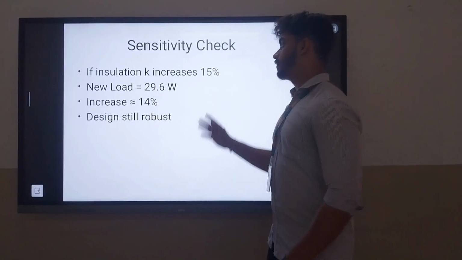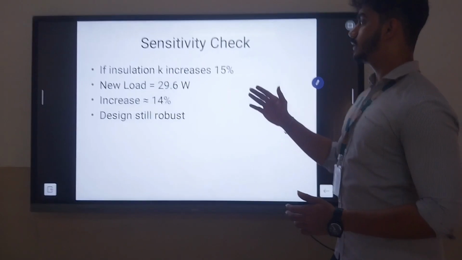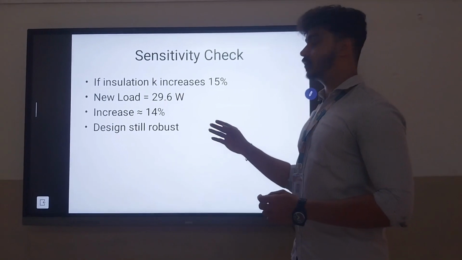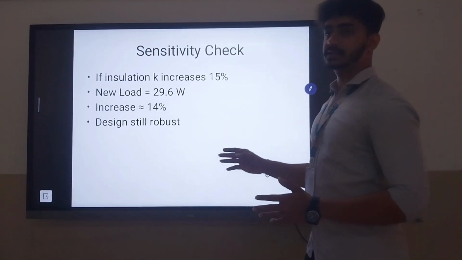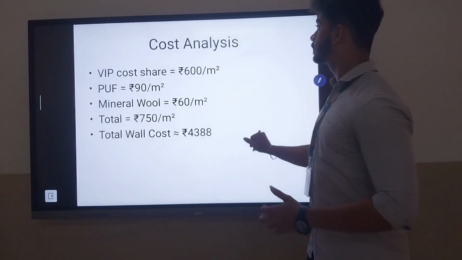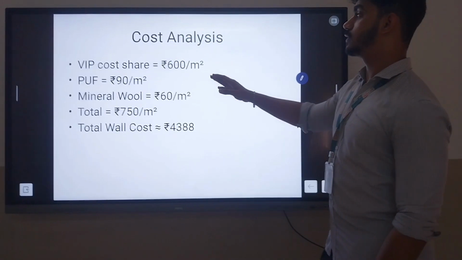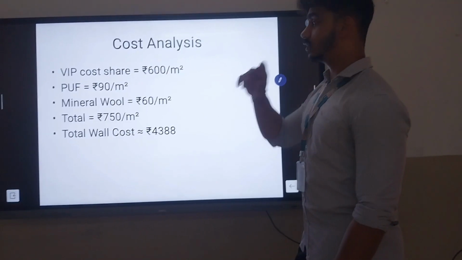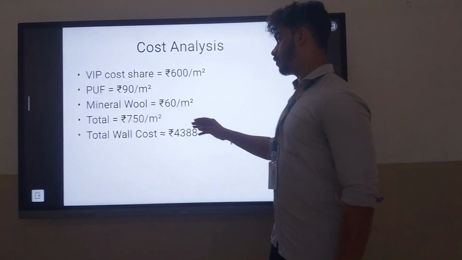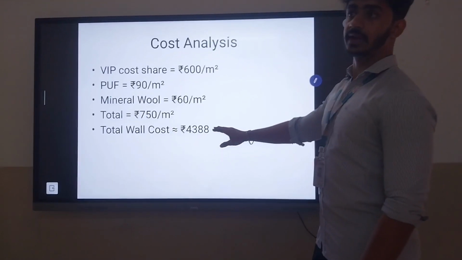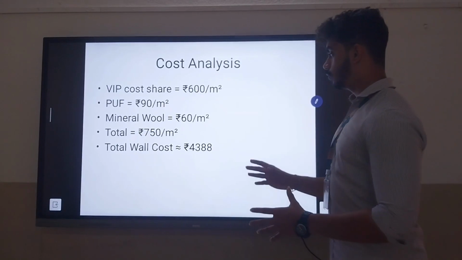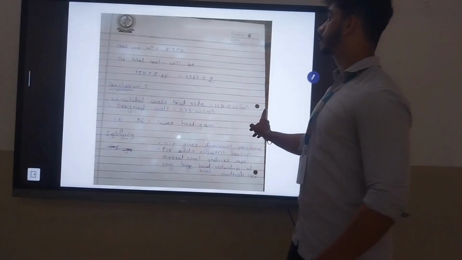Now, checking the sensitivity. If insulation K increases by 50%, the new load will be 29.6 watt. Even with a 40% increase, the design will still be robust, meaning it will be in good state. Analysis of the cost: VIP cost is 6,000 per meter square. For per meter square total wall, the total cost will be approximately 4,388 rupees, roughly 4,380 rupees.